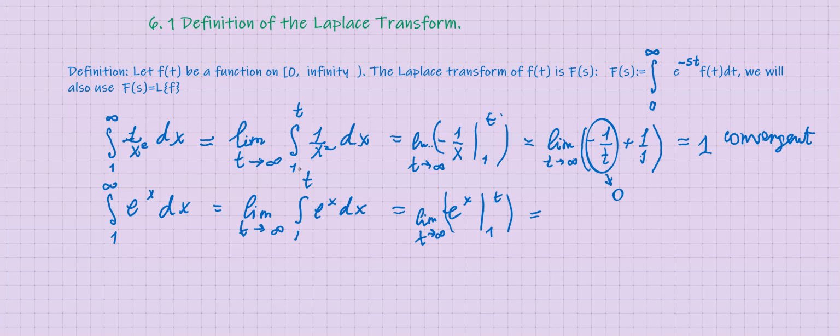And we are going to have something like e to the power of t minus e to the power of 1. And if we bring t to infinity over here, we do know that the exponential function at infinity goes to infinity, right? So our integral is going to be equal to infinity, and this one is divergent.